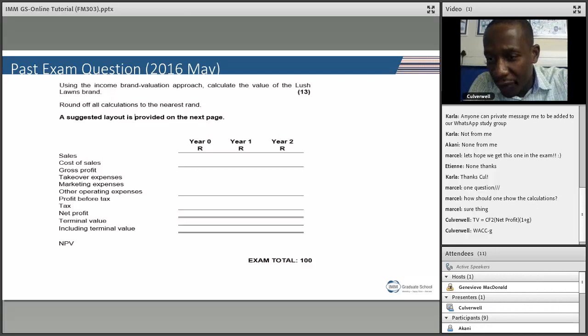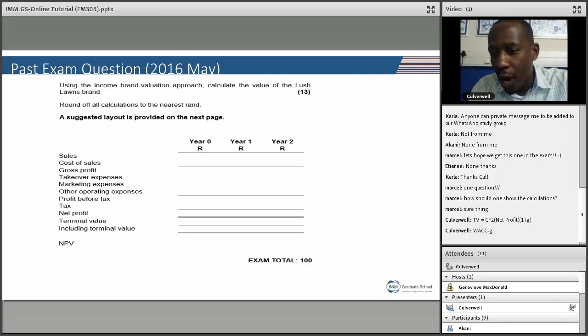In this regard, I'm referring to net profit of year 2. So I would want you to move with me on that. So my net cash flow of year 2 multiplied by 1 plus G divided by my WACC, subtract G. My G is 5%, which is the growth rate.